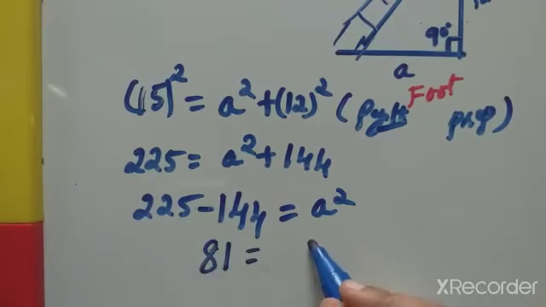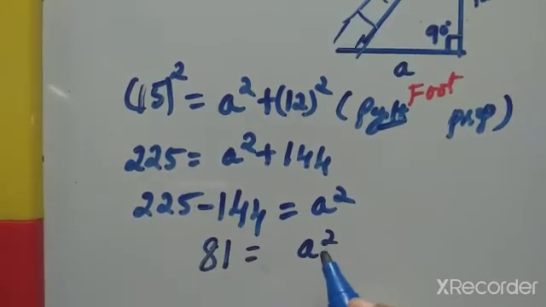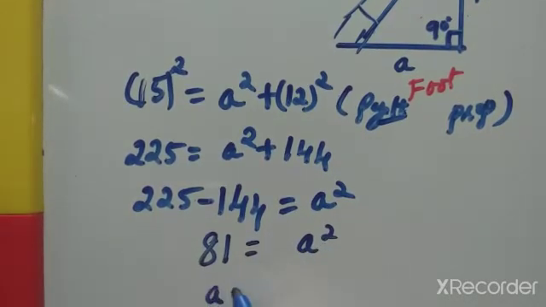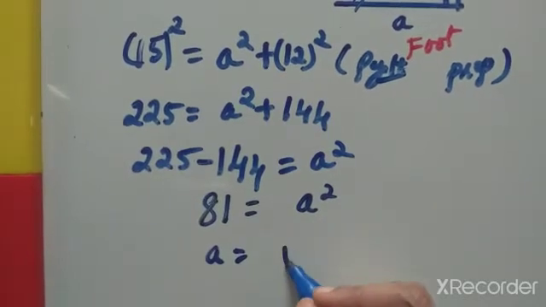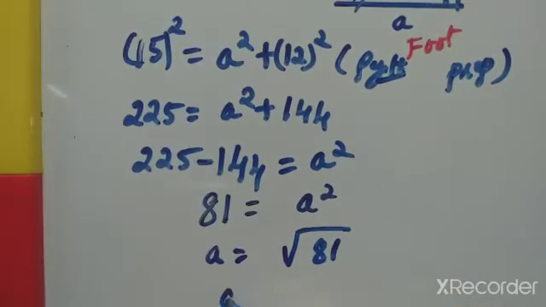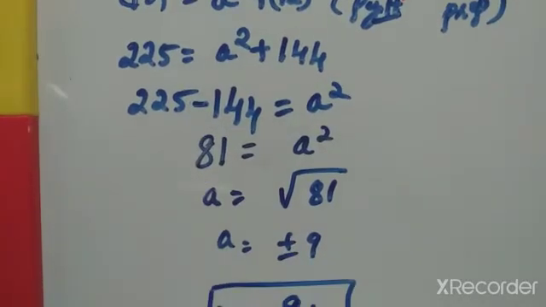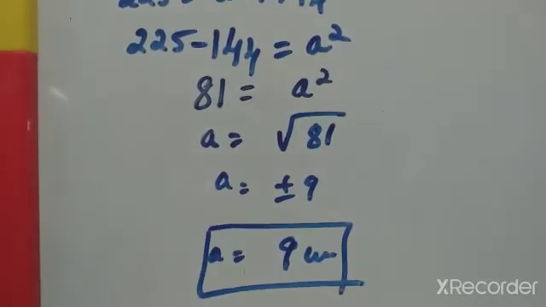81 equals a square. Now we have to find the square root. The a square is equal to 81. Therefore a equals square root of 81. So a equals plus or minus 9. So your answer is a equals 9 centimeter. A equals 9 centimeter is your answer.